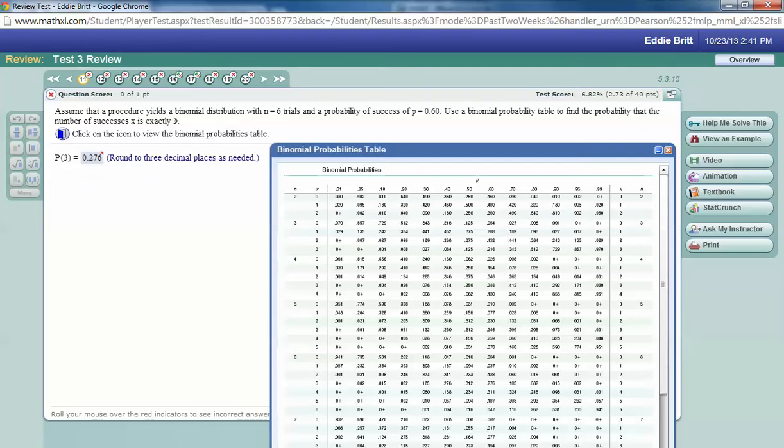Now we're looking for the probability of exactly 3. So under 6, you go to 3 as your random variable, and then over to p equals 0.6. Again, 6 is the n, the x is 3, the p is 0.6. So that would be 0.276. There it is right there in the table.